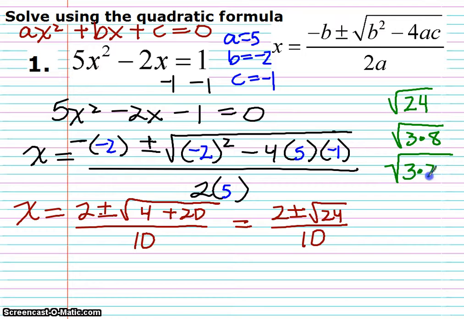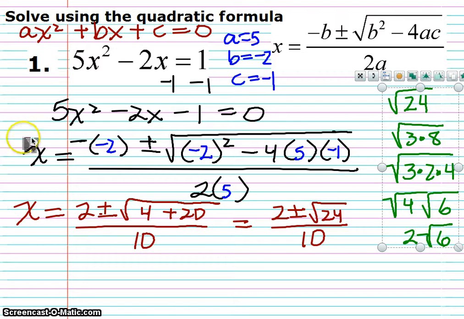8 is 2 times 4. Oh, there's my perfect square. And 3 and 2 are both prime, so I don't need to do anything with them. So I'm going to rewrite this as the square root of 4 times the square root of 6, which is 2 times 3. So I'm going to get 2 square root 6, and that is what simplest radical is.